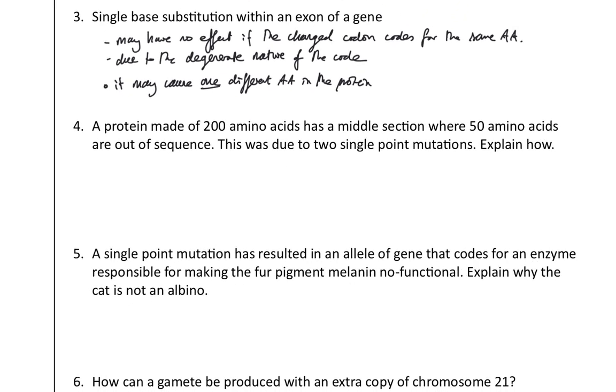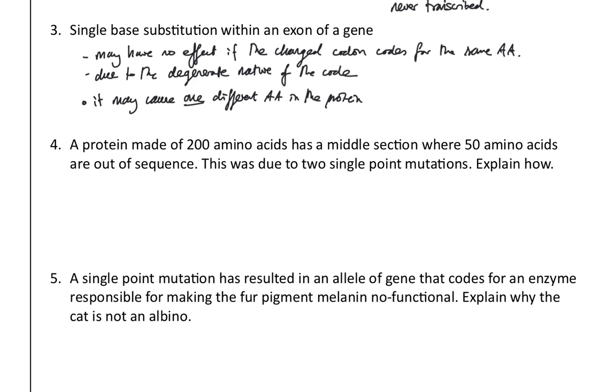Number 4, I've only got 3 more to go. A protein made up of 200 amino acids has a middle section where 50 amino acids are out of sequence. This was due to 2 single point mutations. Explain how. So how do I get 50 different amino acids?